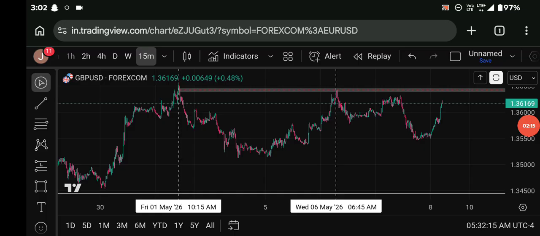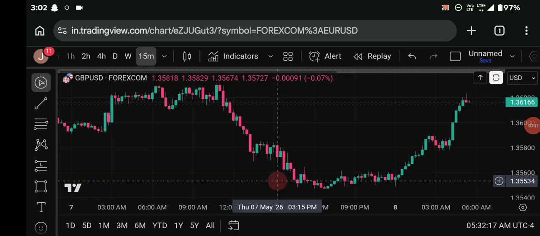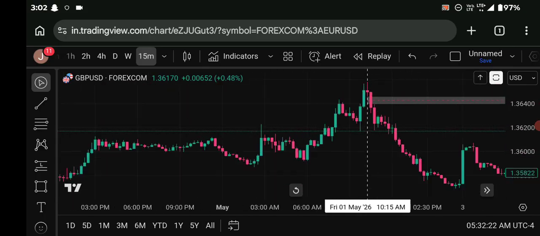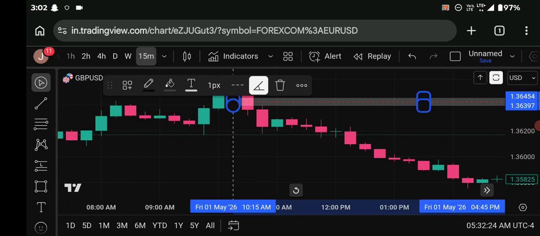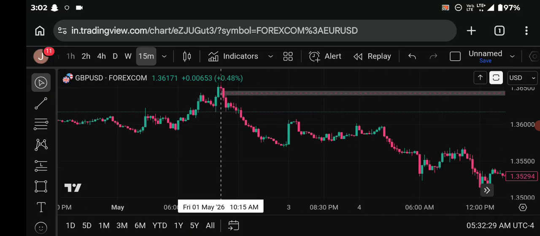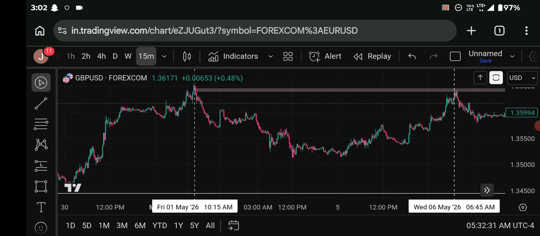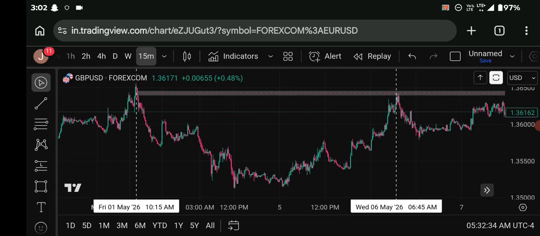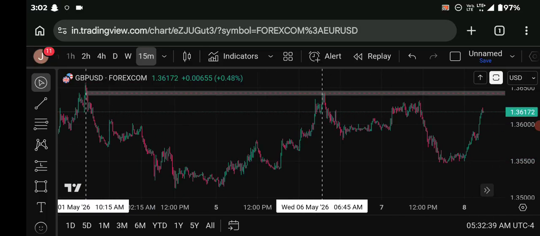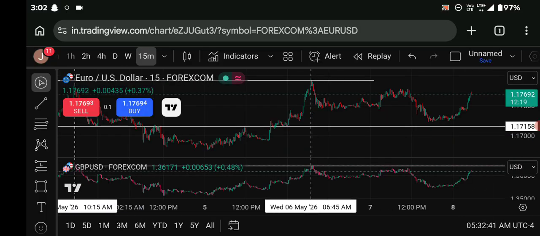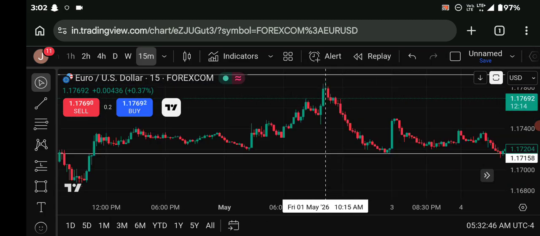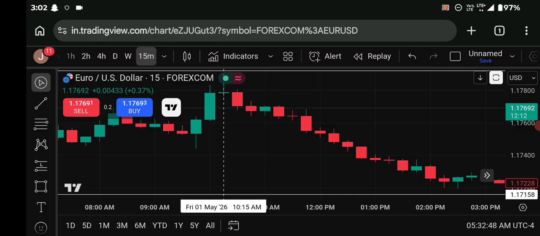And next we are back on our 15-minute chart. So we are on the GBP USD 15-minute chart, and you can see that here a big bearish fair value gap is being respected on the GBP USD. As you can see, it is clearly respecting this bearish fair value gap, and if we check the same bearish fair value gap on Euro USD, you can see that it was disrespected.